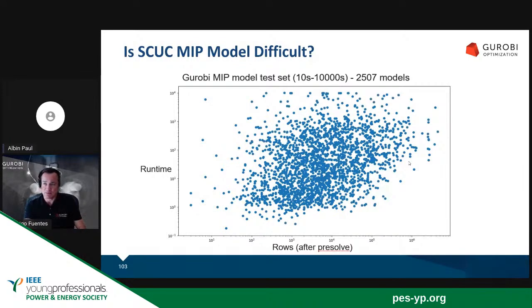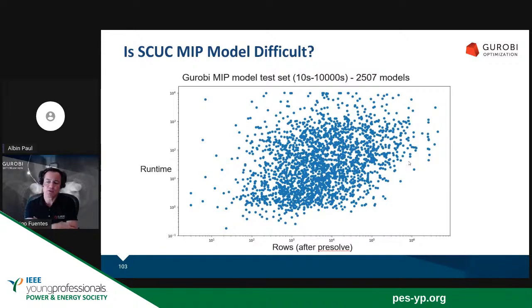different MIP problems from a collection of 2,500 models, where we have a measure of the size of a problem. Both scales are logarithmic. On the horizontal scale, we have the number of constraints, and on the left, we have the time needed to solve the problem.